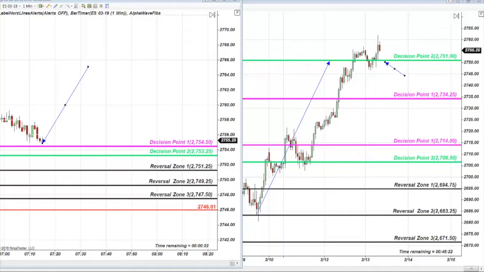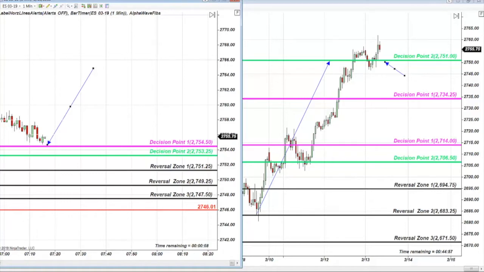So here we go, traders. 2754.50 and 2751 is the most important place in the market that will identify the market for hours and potentially days to come. This is crucial support. This is a counter trend move, as we're discussing with students.